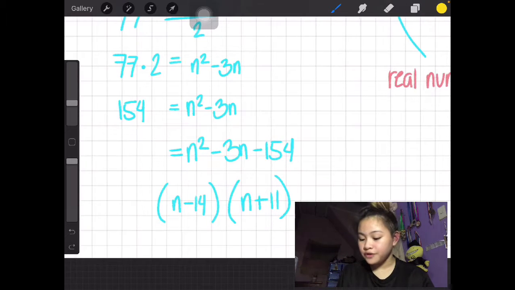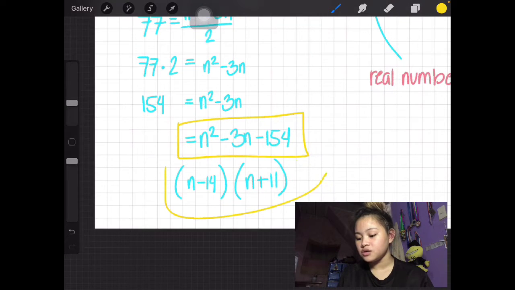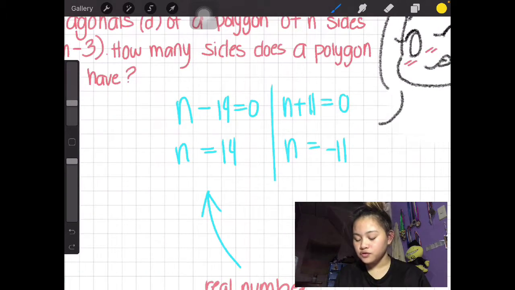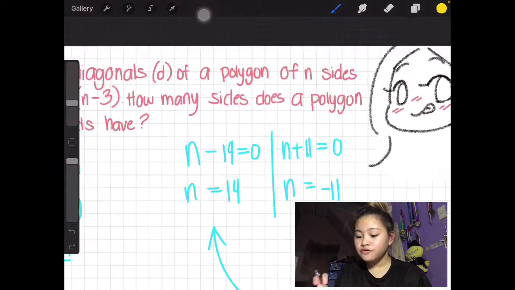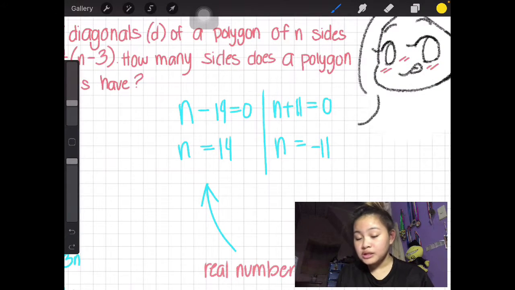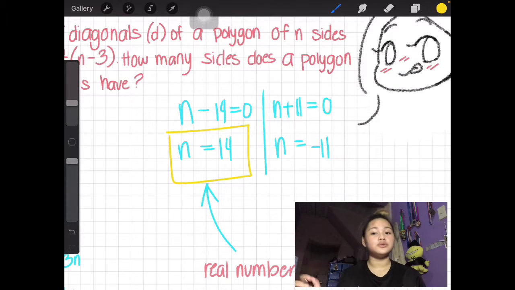What we're going to do now is factor. So we factor this, and this is the result. And then we transform it. Since we're finding the sides, it has to be a real number. So between these two, n equals 14 is the real number. So that's why we pick n equals 14.